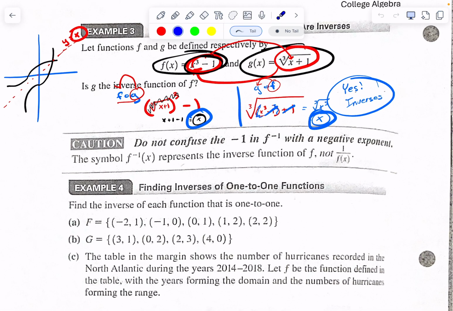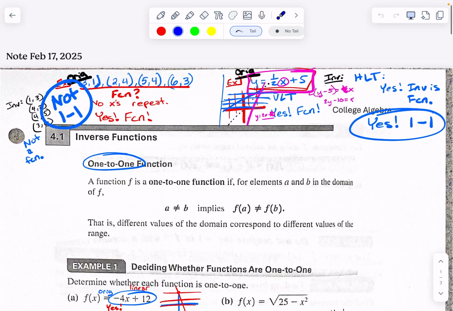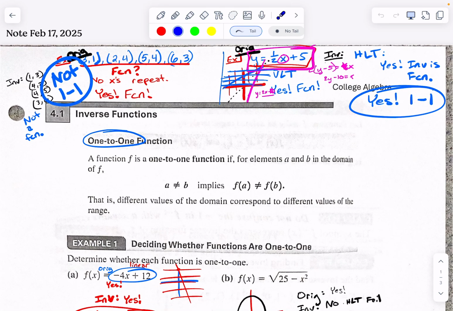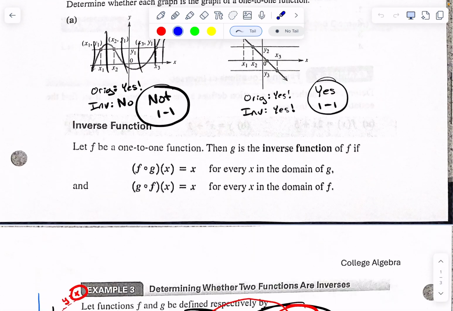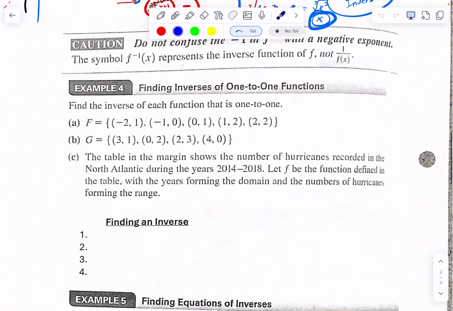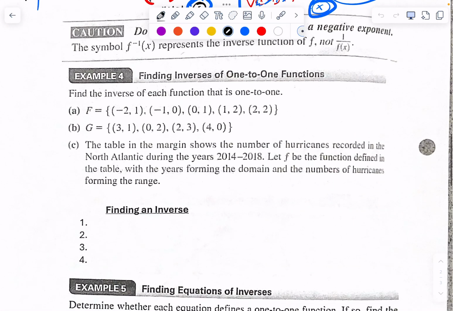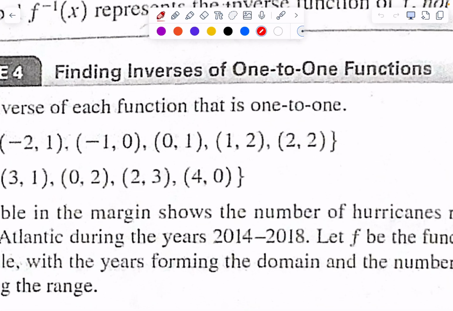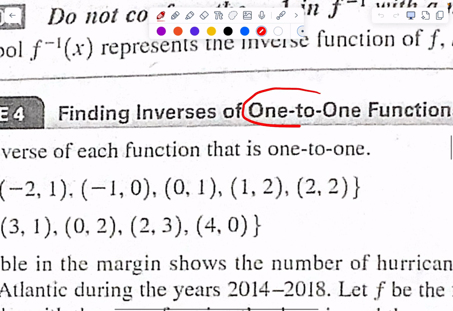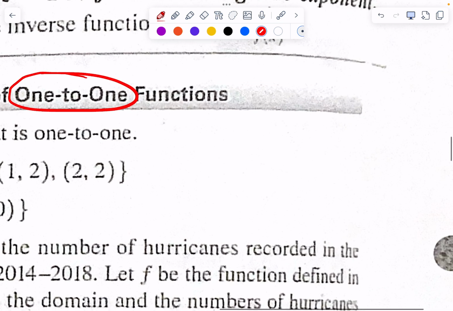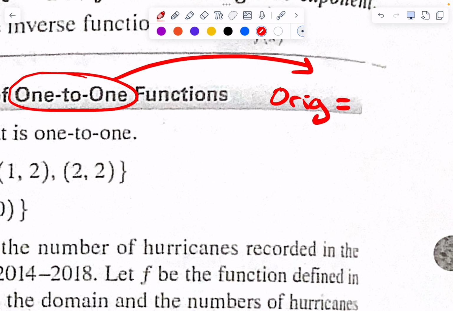We are going to finish up the second half of 4.1, which is inverse functions. I think you should have the notes in the homework for this. Do you remember the last time we were here, when we talked about a one-to-one function? In order to be one-to-one, the original has to be a function, and the inverse has to be a function.